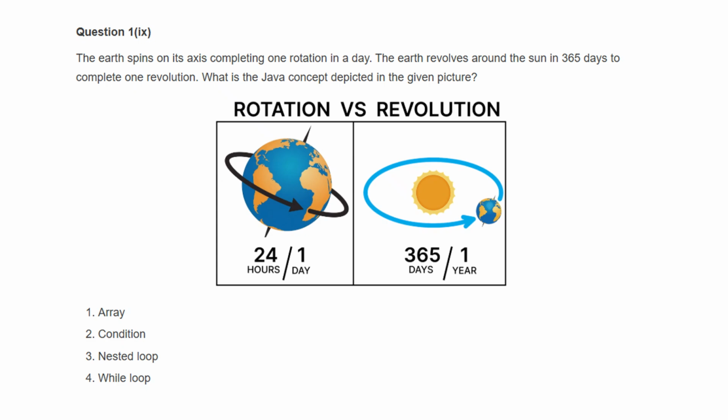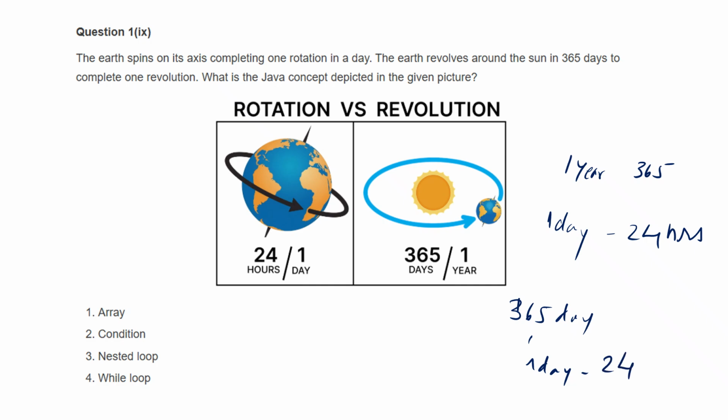Now see, in a year how many days are there? 1 year is having 365 days, where earth revolves around the sun and earth rotates around itself, and then one day is having 24 hours. Now which concept is depicted? 1 year outer loop will be having 365 days, and then one day will have 24 hours. So this is my outer loop and this is my inner loop.